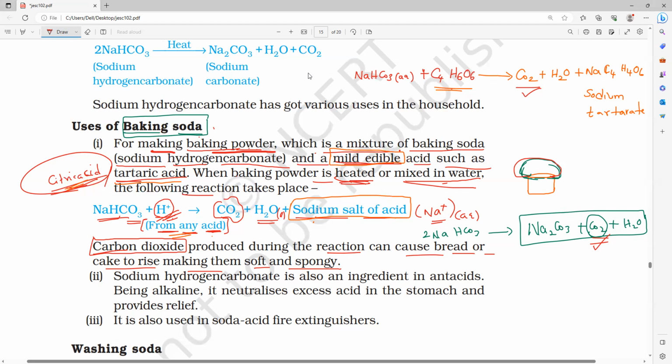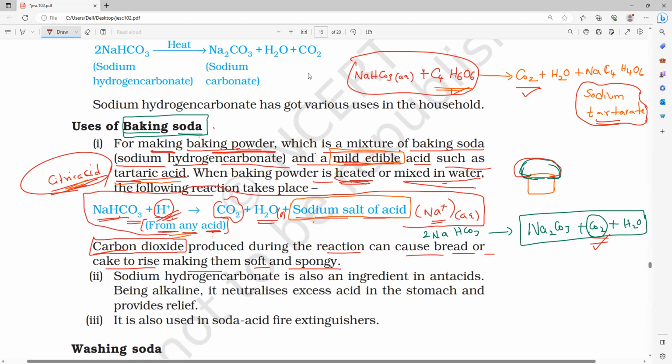If you use baking powder, we get a sodium salt. What salt is it? Some salt will come, so that is sodium plus. It is a sodium salt of acid, which will add a pleasant smell. Be very careful. It will add flavor to the cake because we are mixing. The salt is coming from where? From the acid. So it adds a pleasant or good taste to the cake or whatever the food.